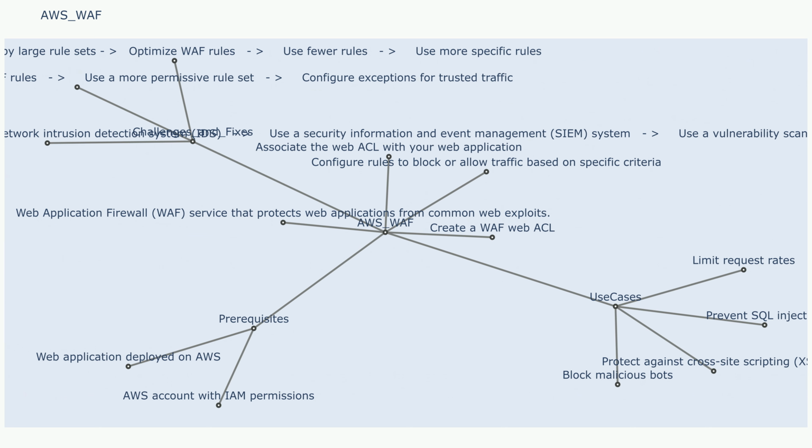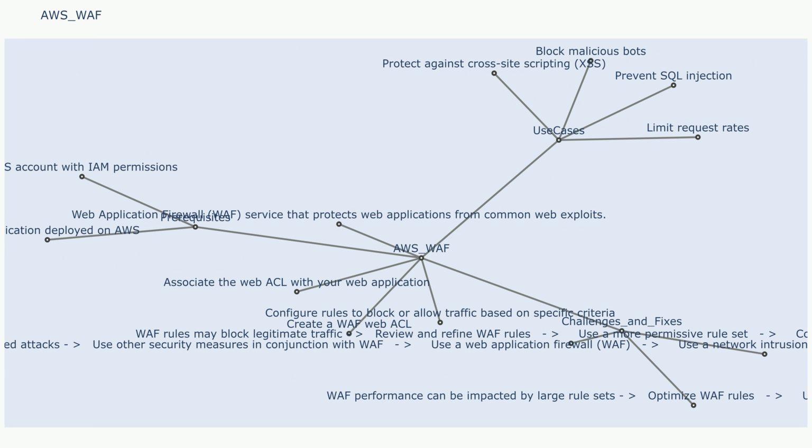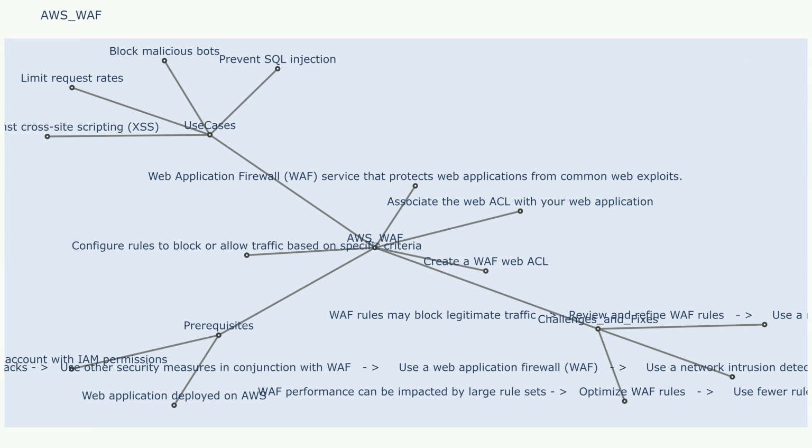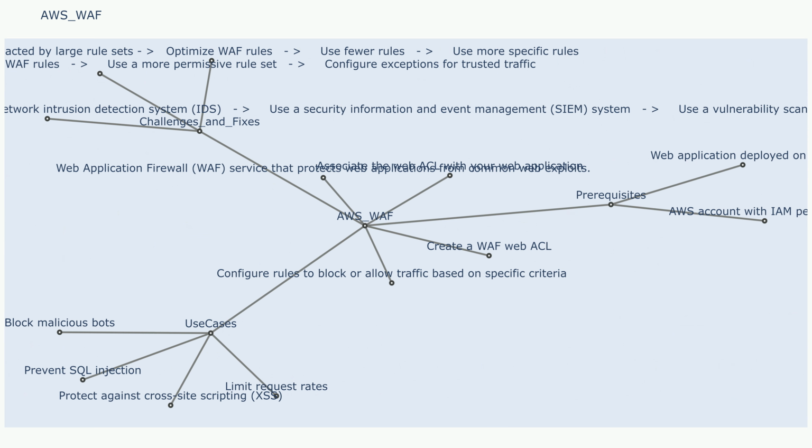Challenges and fixes: WAF rules may block legitimate traffic due to over-aggressive rule configurations or misinterpretations of the request content. Review and refine WAF rules by analyzing blocked requests and adjusting rule criteria to improve accuracy. Use a more permissive rule set to allow more requests while still maintaining security. Configure exceptions for trusted traffic, such as known IP addresses or user agents, to bypass WAF rules for specific sources.